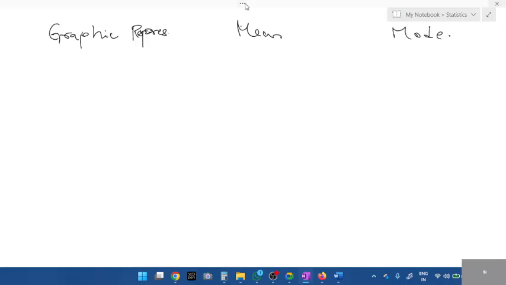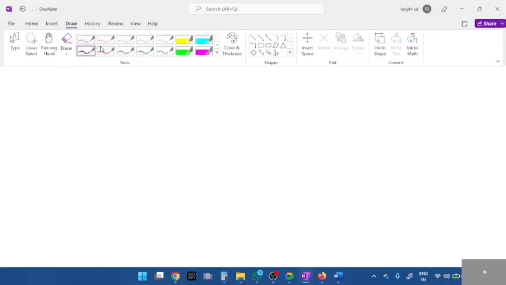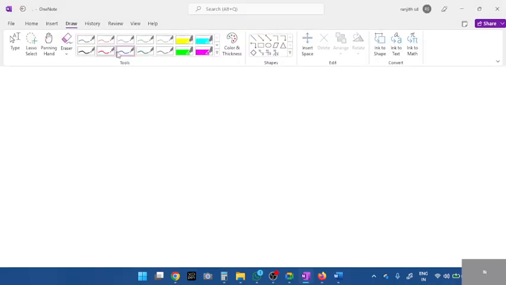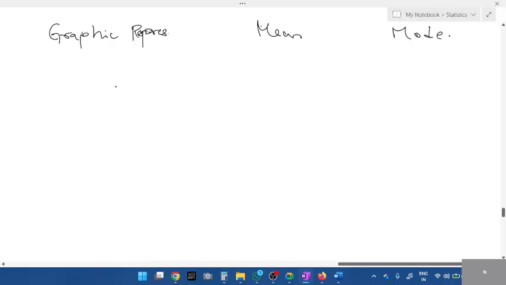Now, graphical representation. You all have to answer this. All of you should answer graphical representation. Okay. Next we have central tendency, mean, then mode. These three topics are statistics. All put together, statistics. Statistics is nothing but studying numbers, basically dealing with numbers.